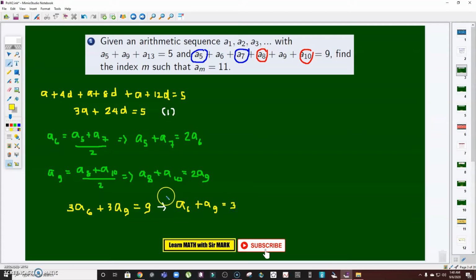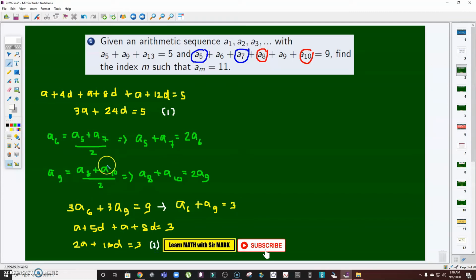There you go. So, from here, we can now generate an equation like this. Meaning to say, our 6th term is a plus 5b, while the 9th term is a plus 8b, and that's equal to 3. There you go. So combining like terms, we're going to have 2a plus 13b equals 3. So this will be our second equation.